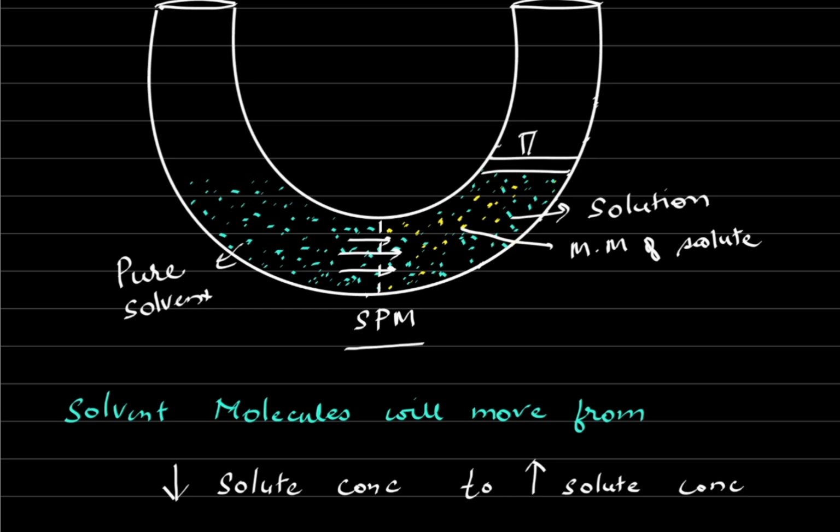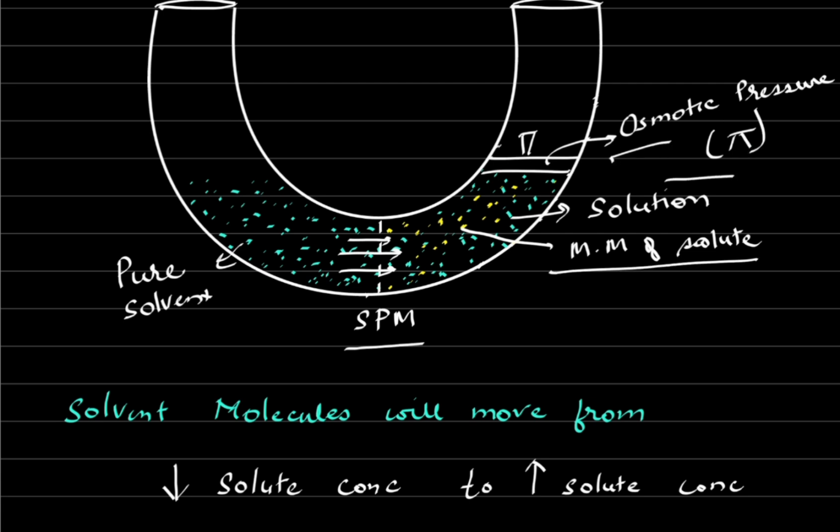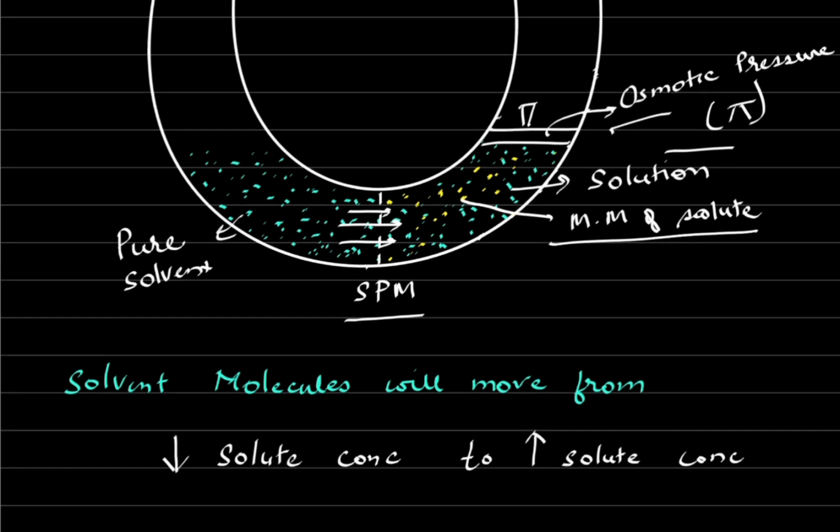altogether. If you apply any more pressure, reverse osmosis would happen. That means solvent molecules will then travel from solution to solvent side. But the pressure that just stops the flow of solvent molecules, or that just stops osmosis from happening, is called osmotic pressure and is denoted by the letter pi. Now, can we use this osmotic pressure to find out molecular mass of solute? Yes, we can. And here's how.